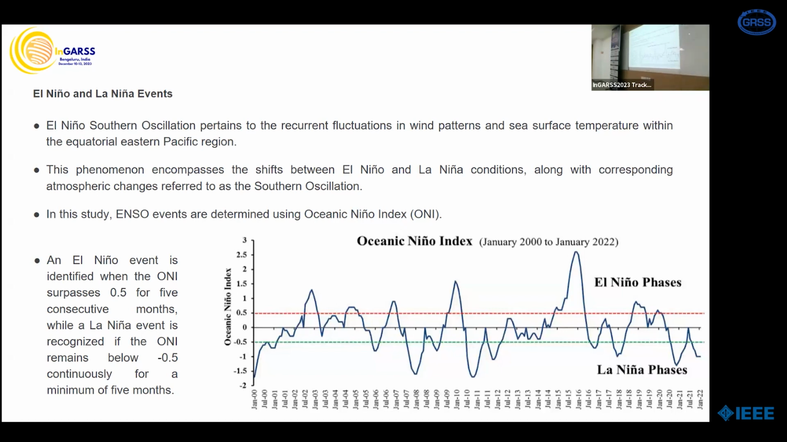Suppose in a year there is a sea surface temperature which is above the average sea surface temperature, then that event will be called an El Nino event. And if that temperature is below the average sea surface temperature, then that event will be known as a La Nina event. Based on the Oceanic Nino Index, if for a continuous period it is more than 0.5 or less than minus 0.5, then those events are considered as an El Nino event and a La Nina event respectively.